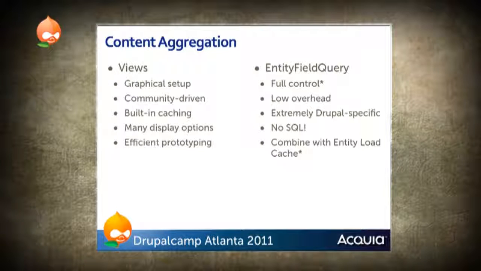Drupal 7 has a cool new tool called Entity Field Query. This allows you to write NoSQL. Remember, in Drupal 7, you can't assume things are in SQL anymore. So what Entity Field Query does is it allows you to say, I want a node that has a field with this value. You don't have to worry about table names. You don't have to worry about indexes and all that stuff. All you have to worry about is the field name and the value, and you're done.